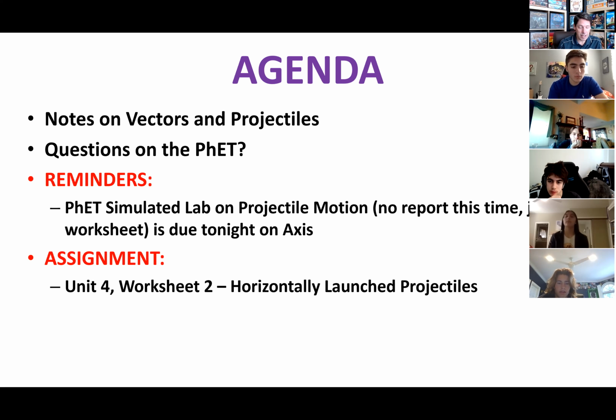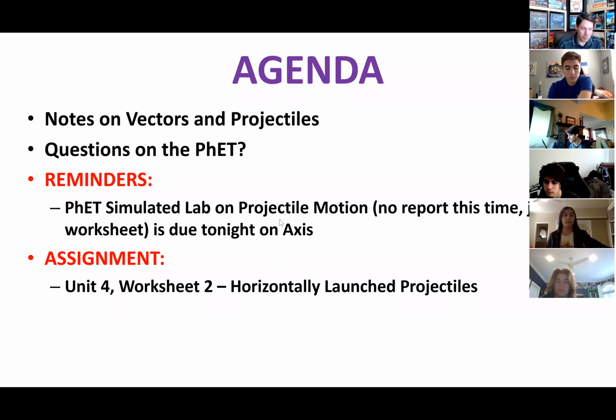And then the assignment today is worksheet 2. It is going to be on horizontally launched projectiles. So you can find that on Axis where you found worksheet 1 and where you found the PhET activity. There's a document and PDF form of it. And it will be what the second half of our notes is on today. So any questions about timelines or due dates or anything like that before we jump into today's notes? All right, let's get to it.